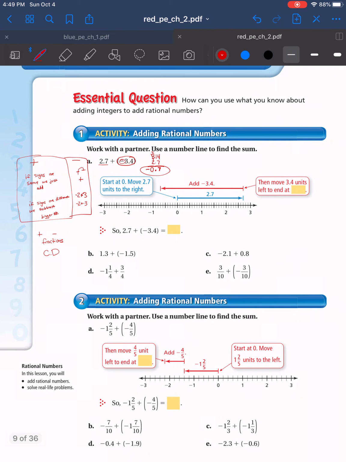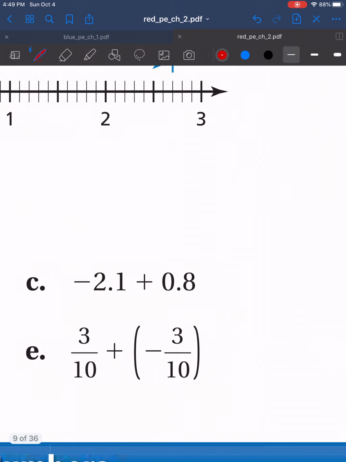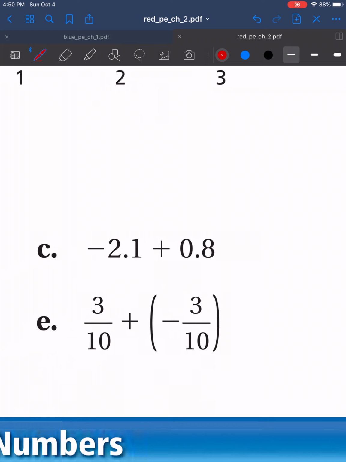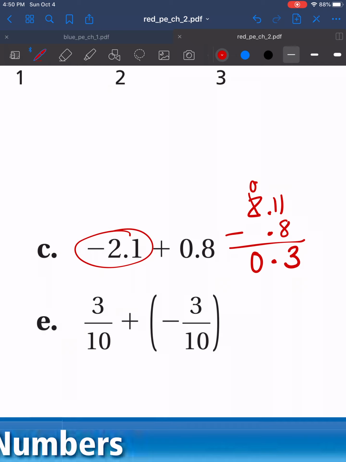Let's do another example down here. Let's do C. Oh, hopefully you guys are taking notes on all this. I forgot to say that. Have your notebooks out. Take notes. This is 2.2, okay? 2.2, adding and subtracting rational numbers. Okay, so now we're on C. Signs are different, so I subtract. 2.1 minus 0.8. 0.3. Who's the bigger number? Yep, 2.1 is bigger, and it's negative, so my answer is negative 0.03. Okay?